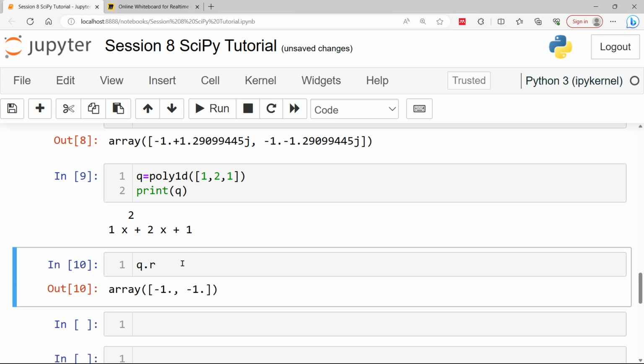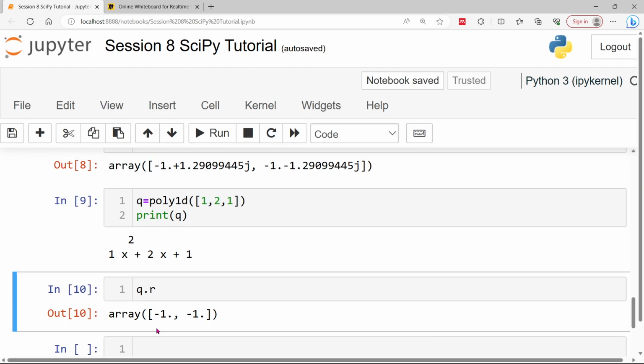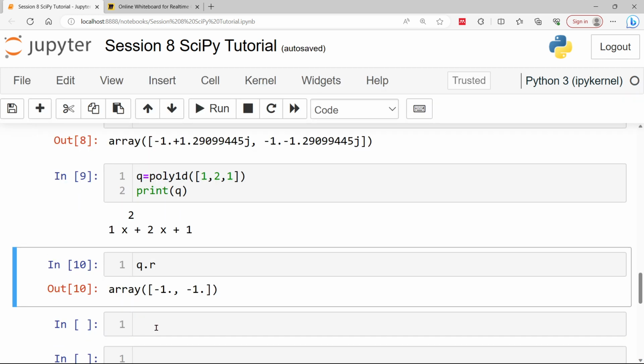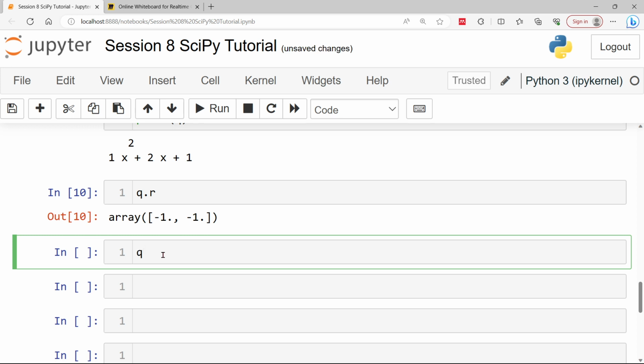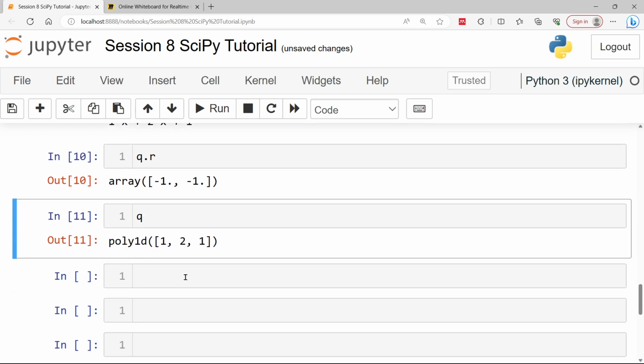If I run this code, can you see this minus 1 or dot? What is dot here? We have a unit value, a single unit value. So for a single unit value, NumPy represents it with the dot operator, right? It's a single value there, right? So we have the array of this value. If you simply write q, it will show the coefficients of the respective values, right?